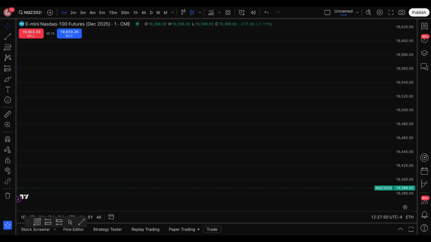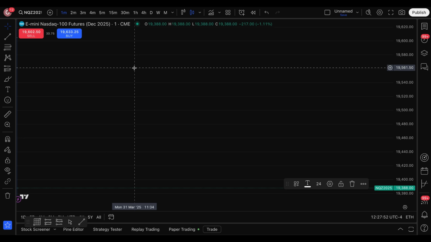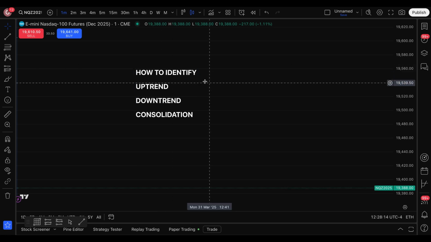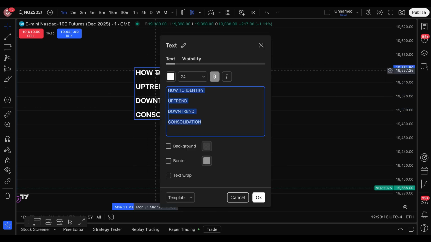Today I'll be teaching you guys three market structures. One will be how to identify three market structures. For example, we have uptrend, we also have downtrend, and we have consolidation. So these are the three ways the market moves, guys.